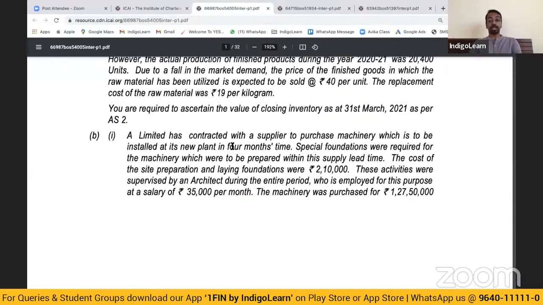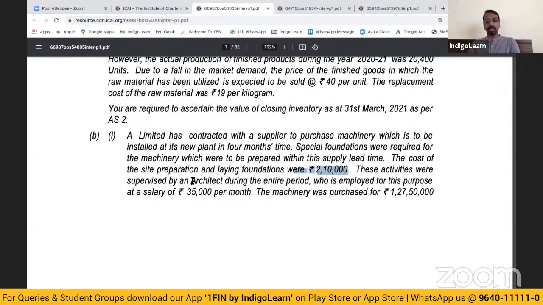This is in relation to AS 10, a very straightforward question. A Limited has contracted with the supplier to purchase machinery which is to be installed at its new plant. Special foundations were required. The cost of site preparation and laying foundation, will it be included as a part of the cost of fixed property, plant and equipment? Yes, because these are incurred for getting that PPE into its current condition and location.